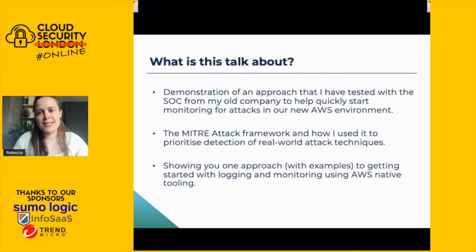Okay, so what is this about? It's essentially a demonstration of an approach that we tested at my previous company, and it was just to help our security operations center get started, get hands-on with monitoring those attacks on our new AWS environment. So it's also a bit about the MITRE ATT&CK framework itself and how we actually used it to prioritize the techniques and which real-world techniques we were going to look for. And I'm going to walk you through one example of how we detect some of these techniques.